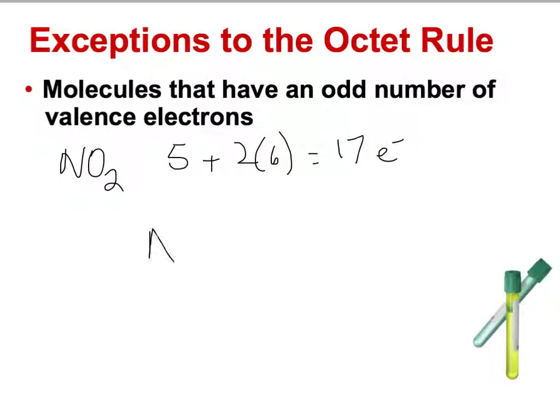So when you draw this structure, you'll end up with N, double bond O, single bond O, and then you have lone pairs on the oxygen and on this oxygen. So now we have 2, 4, 6, 8, 10, 12, 14, 16 electrons. The 17th electron belongs on that nitrogen. Notice that nitrogen started off with an odd number, it ends up with an odd number. This is obviously not very common, but it does happen.